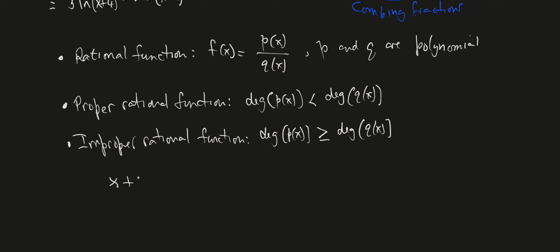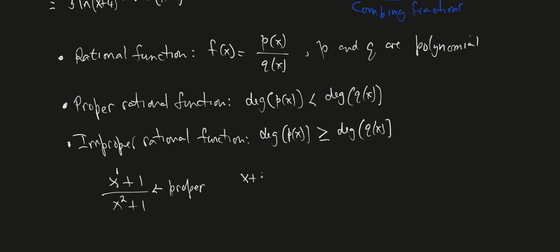So if I have (x plus 1) over (x squared plus 1), this is proper, right? The degree of the numerator is 1. The degree of the denominator is 2. Therefore, 1 is less than 2. So we classify this as a proper rational function.